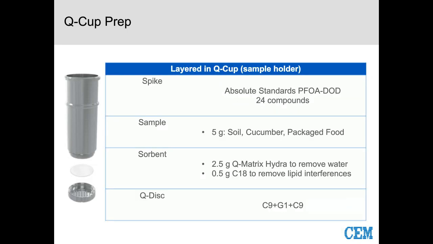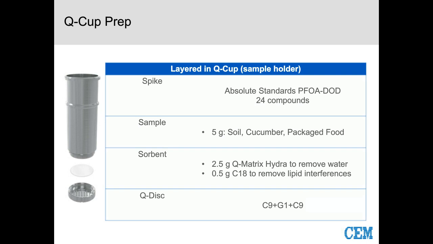On the Edge, we're going to run the same method. However, we do need to be aware of how we prepare our samples with the different foodstuffs and the different types of samples that we're looking into. So what I'm going to do is talk through the slide from the bottom up. If we start on the bottom, we have to have our Q-disc. The Q-disc that we are going to recommend for this application is our G1. That is a glass fiber Q-disc. It filters down to 0.3 microns, so you can go direct to your LC analysis.